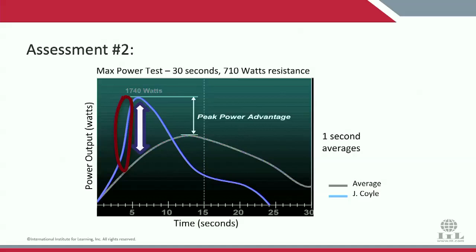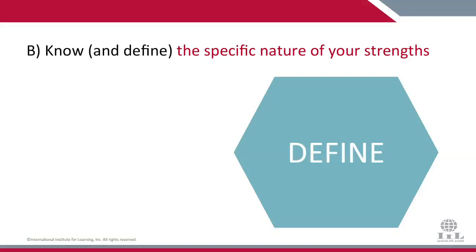And this brings me to a second point. If you're going to design for your strengths, you have to know the specific nature of your strengths. Weaknesses can be very broad. I am bad at all endurance sports. I am bad at all hand-eye sports. Strengths are very specific. You might be a good communicator.